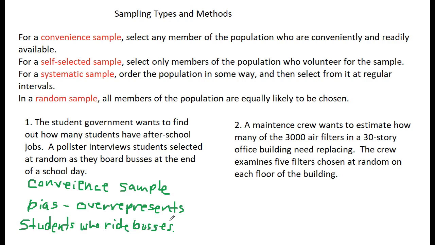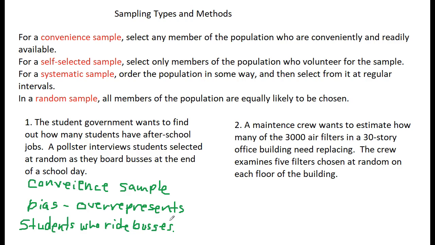All right, number two, a maintenance crew wants to estimate how many of the 3,000 air filters in a 30-story office building need replacing. The crew examines 5 filters chosen at random on each floor of the building.